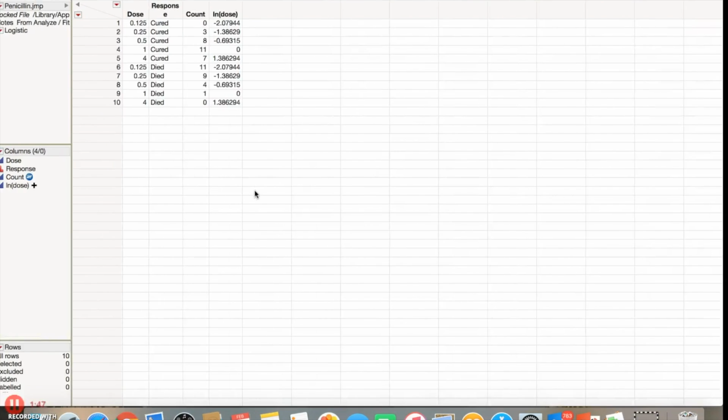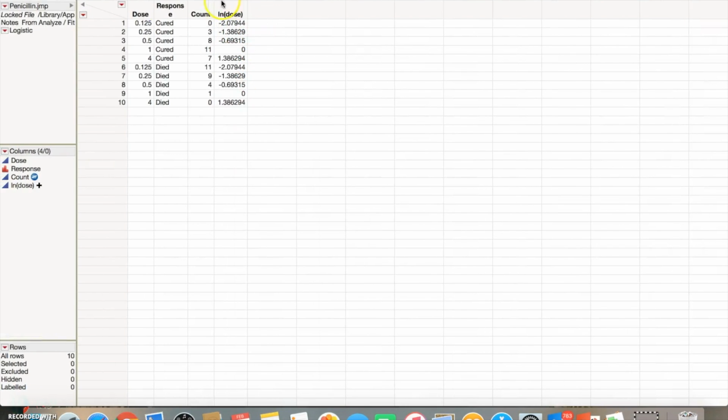So we're going to go ahead and go over here to JMP. This is the data that you see when you open up penicillin. So first we look at the dosages that the patient is given and if they have been cured or if they died. And then these are the counts of the patients. And this is the same thing as the dose, but we're adding a natural log value to this.